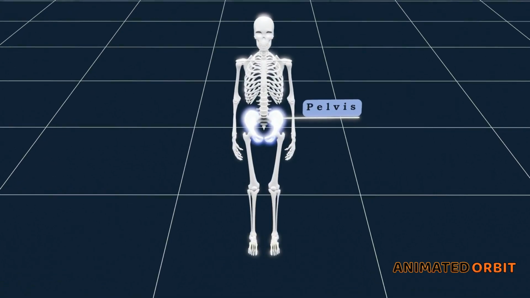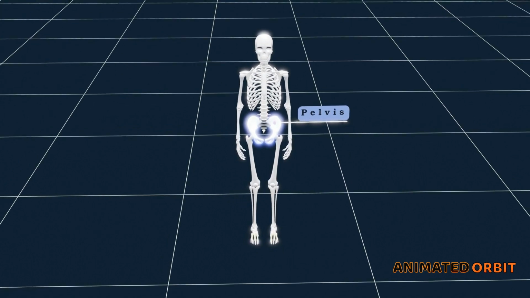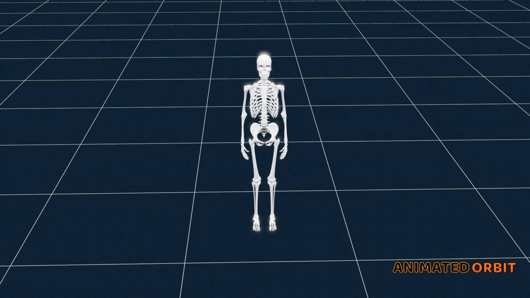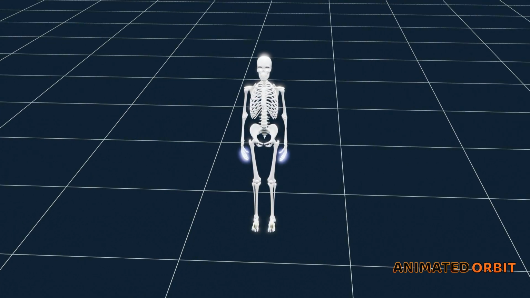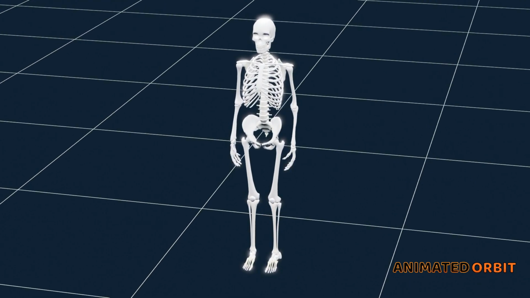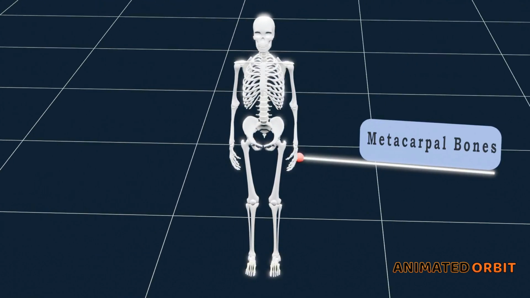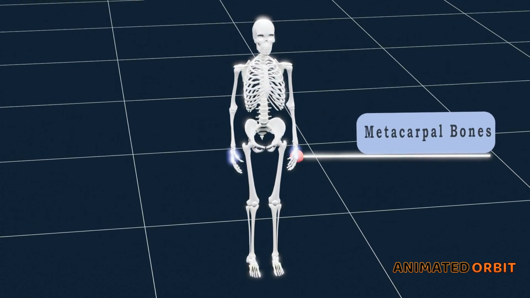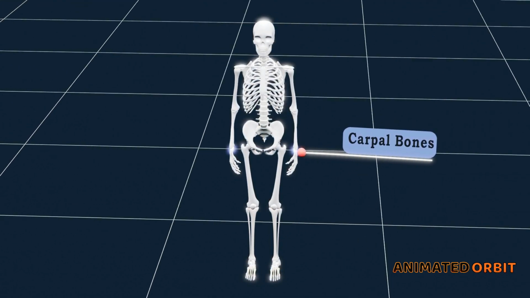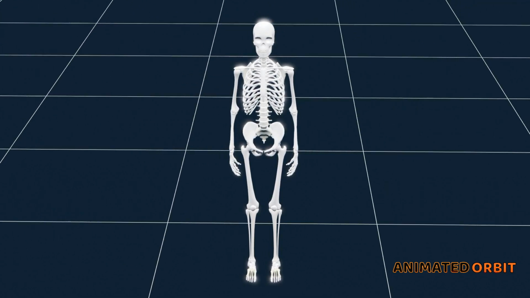The pelvis is a sturdy, bowl-shaped structure that supports the spine, protects internal organs, and connects the upper and lower body. Phalanges are the small bones in fingers and toes, essential for fine movements and flexibility. Metacarpal bones are the 5 long bones in the hand that connect the wrist to the fingers. Carpal bones are the 8 small bones in the wrist that connect the hand to the forearm.